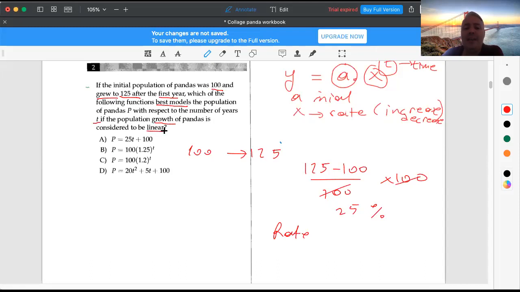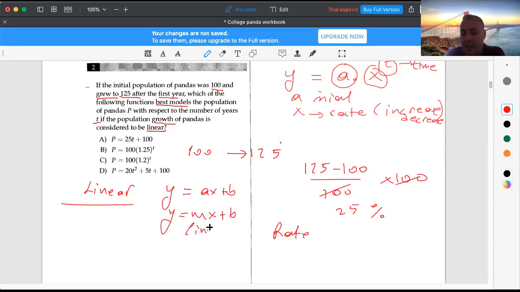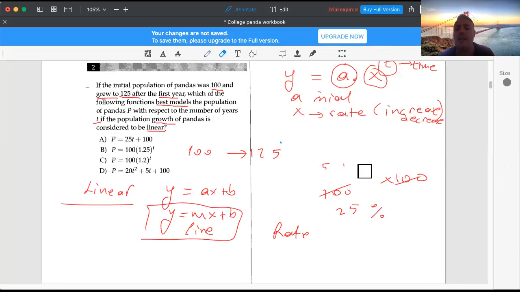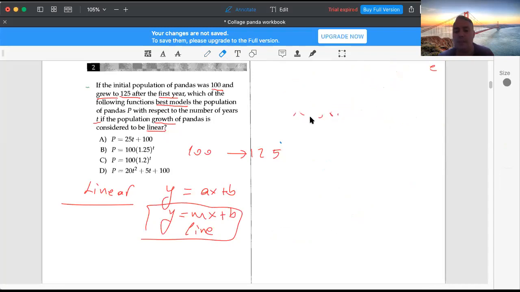Now, linear. It says linear, dear students. What is a linear? y is equal to ax plus b, or y is equal to mx plus b. It's a straight line. So we have to write one equation in the form of a line, not exponential growth. Since the question says this is linear, how could it be? Let's think together. The logic is very simple. Then we can formalize.